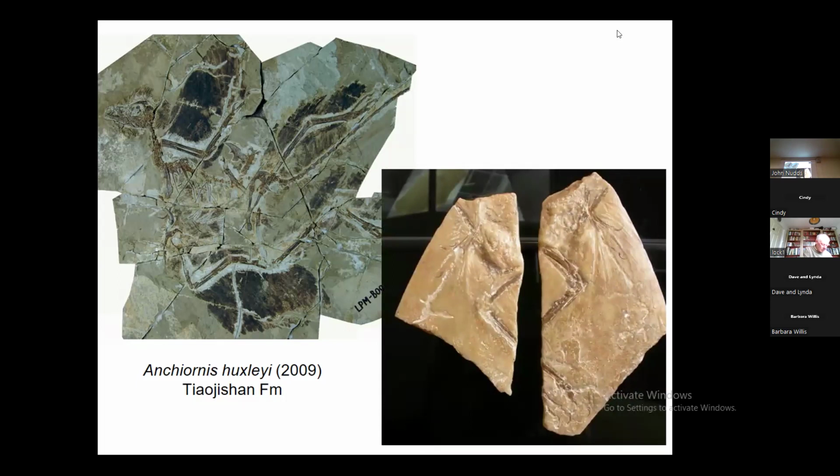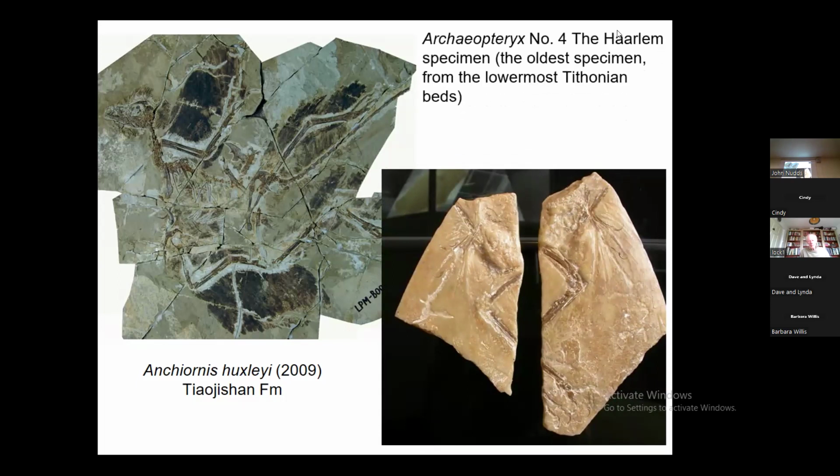Some of you will recognize this specimen. I'm sorry that Stephen isn't here today because we first saw this in 1998 in Teylers Museum in Haarlem. It is Archaeopteryx number 4, the oldest specimen of Archaeopteryx from these very oldest Tithonian beds. But this has been redescribed in 2017 as an Anchiornithid dinosaur. So it's not an Archaeopteryx. It is instead another one of these Anchiornithid feathered dinosaurs, the first Anchiornithid to be found outside China.